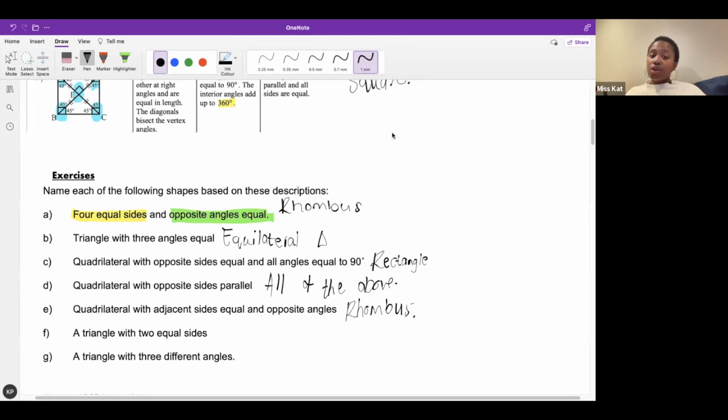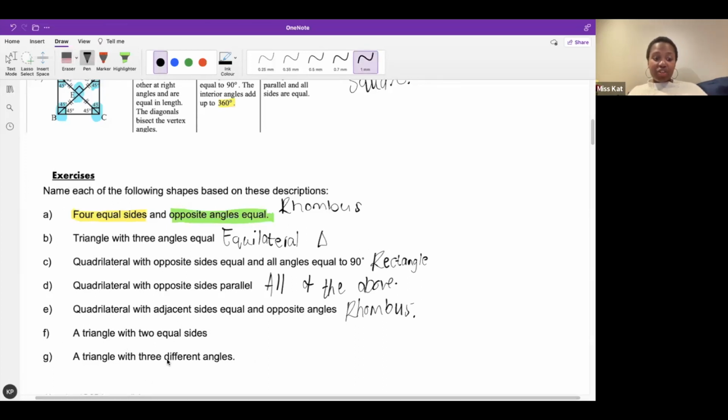It can actually, no, not always. The opposite angles of a kite are not always equal. So the adjacent sides are equal. These angles are equal, that one and that one, but these ones are not necessarily equal. So it cannot be a kite, okay?